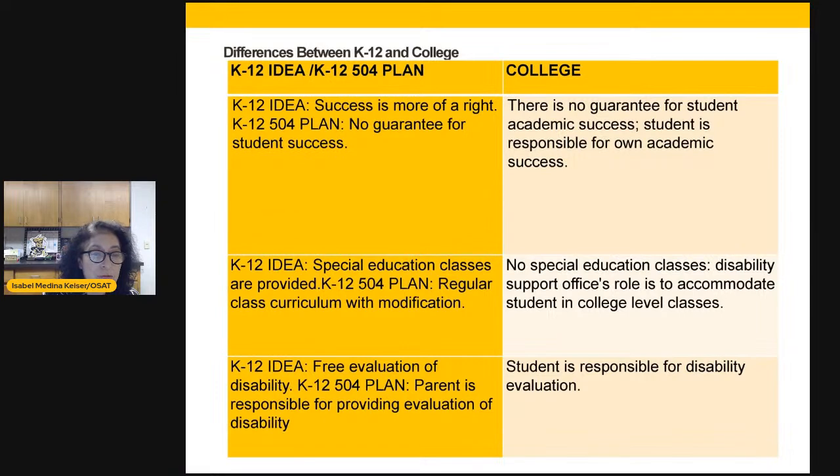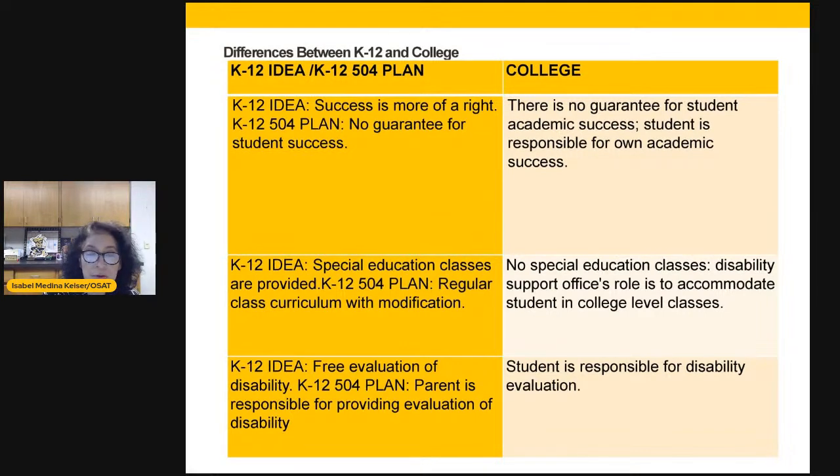In K through 12, there are special education classes that are provided. But in college, there's no special ed classes. Disability offices support the accommodation to the student in college level classes, but there are no special education and no modifications. The student has to do the full work.